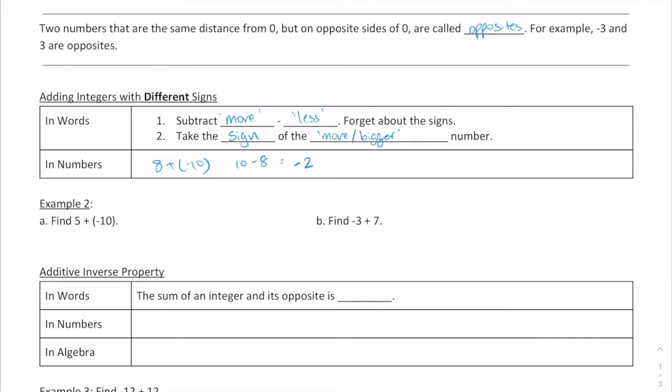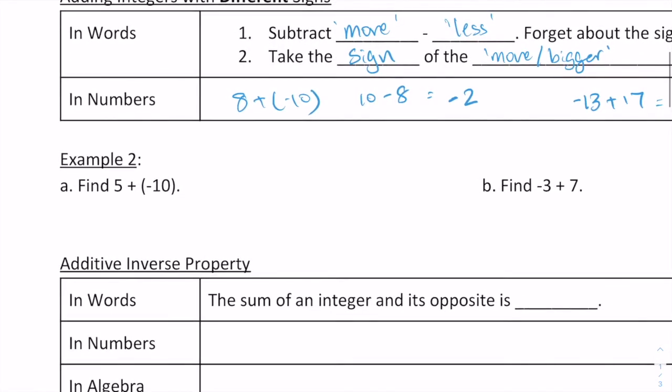Another example I want to do is, for example, I have negative 13 plus 17. You still subtract the bigger number. It looks like 17 minus 13. That is 4, right? And then step 2, take the sign of the bigger number. Negative 13 or 17, which absolute value was bigger? 17 was bigger, and that is positive, so my final answer is positive.